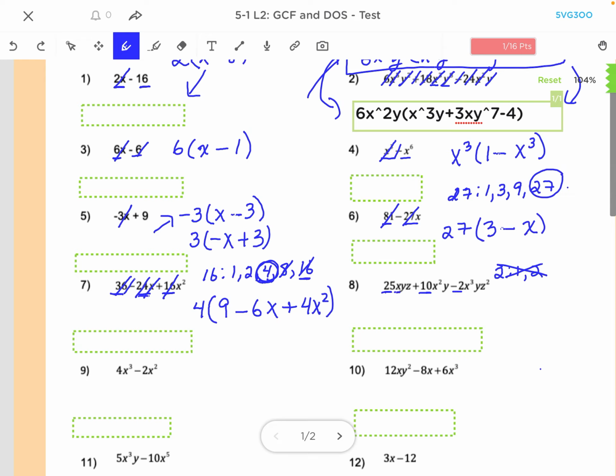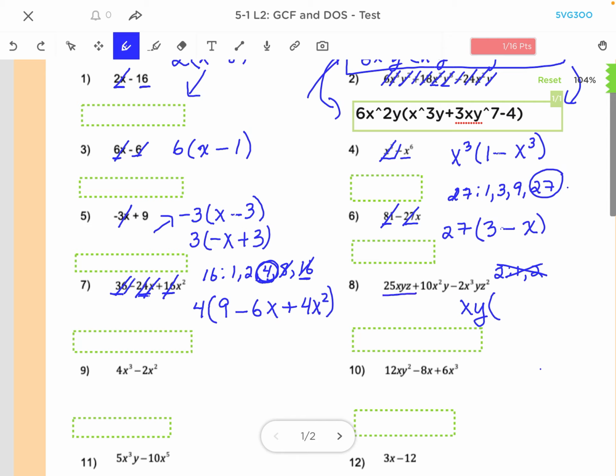Let's look at the letters. All of them have an x, and the smallest is just 1. So I can pull out an x. Let's look at the y's. Do all of them have a y? Yes. And what's the smallest one? The smallest one is just 1y. Next, let's check our z's. Do all of them have a z? No, this middle one does not have a z, so you cannot pull a z out. So this is going to be your greatest common factor.